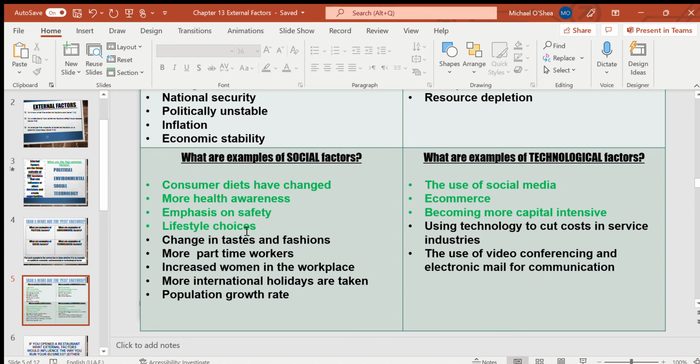If you're selling food or anything like that, people are a lot more conscious about what's in the food, and trying to maintain a healthy lifestyle. So these are all social factors. These are things that affect people and people's decisions, and because of the decisions that these people are making, it can change the way you run your business. So things like people are becoming a lot more obsessed with the way they eat.